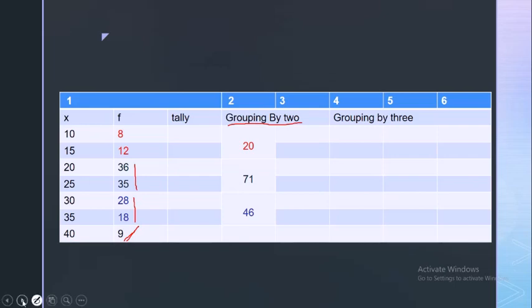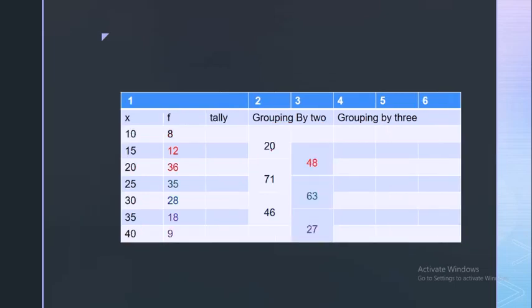Now we will move on to the third column, to see how you have to do it. In the third column also you have to group by 2, but the only thing is that you have to leave this first frequency. You should not take this first frequency into account. So I leave a space over here. I consider 12 and 36. So 12 and 36 gives me 48. I have to write 48 somewhere in between 12 and 36.